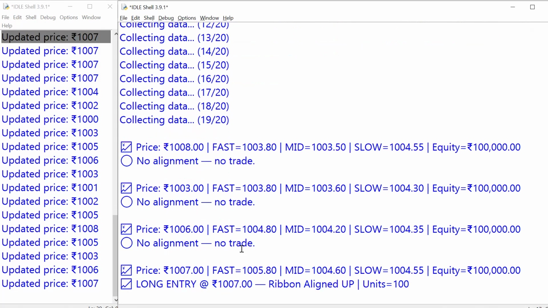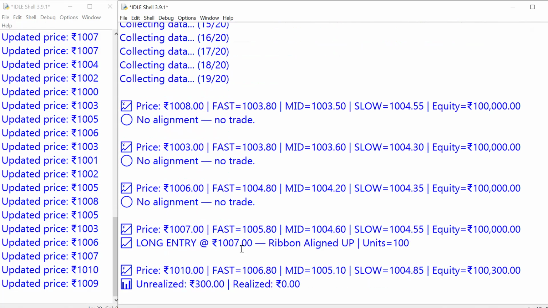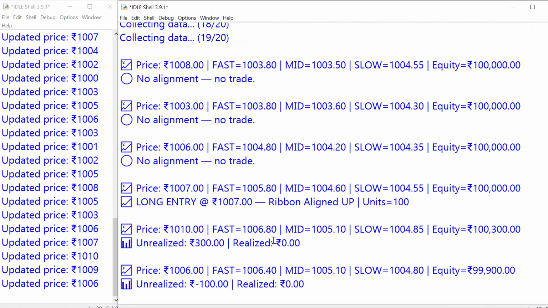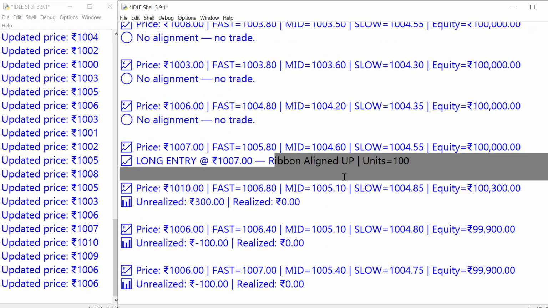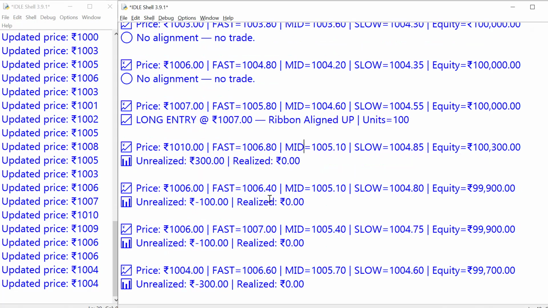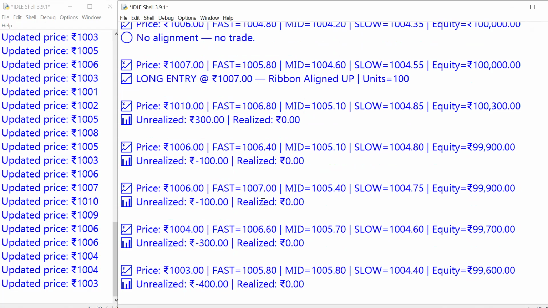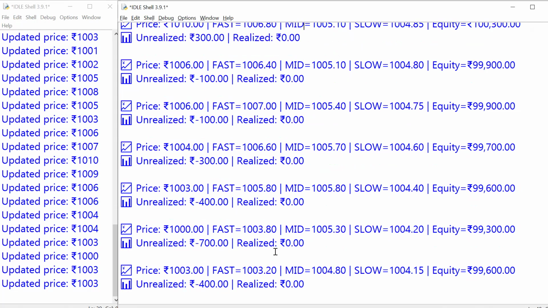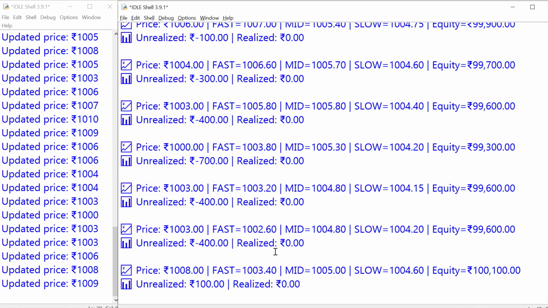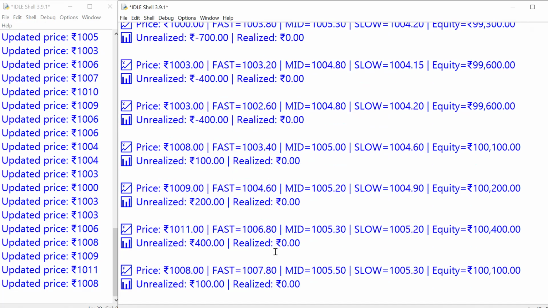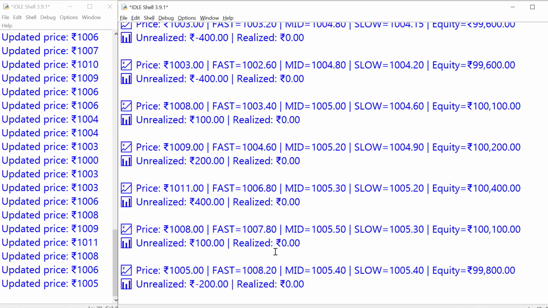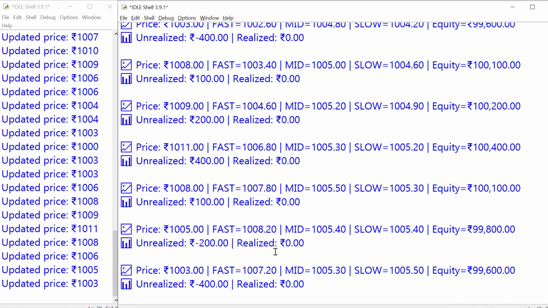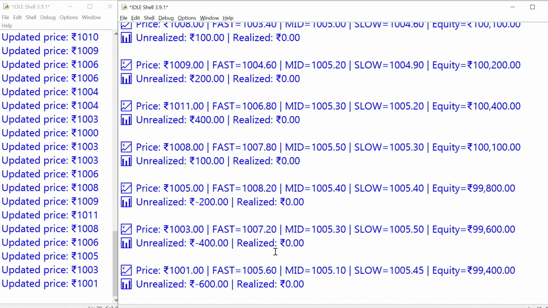The capital which is going to be used is 1 lakh rupees. We have got a long entry because the ribbon alignment has taken place. Once the long entry has taken place at 1007, we get the realized and unrealized profit or loss. If we get a loss, the trade automatically ends at 1% of the loss, or if the alignment changes, then also we are going to end the trade.